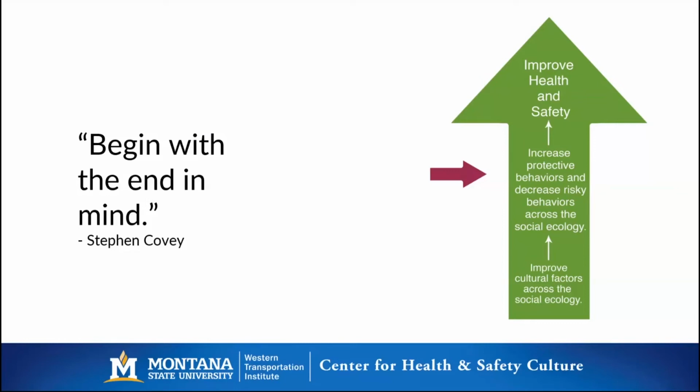Next, we're going to do this by increasing protective behaviors and decreasing risk behaviors across the social ecology. Again, this is getting out of that individual focus, that one layer of the social ecology. Rather, we're working across these influential layers. And how do we do that? Well, by growing cultural factors across the social ecology. That's at the base of this green arrow here.